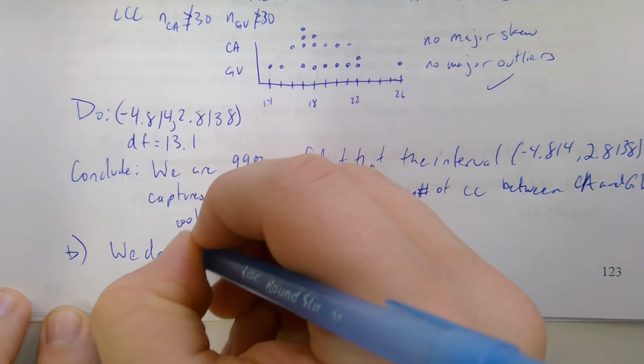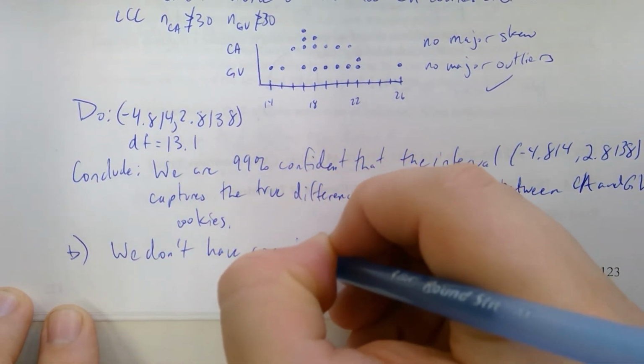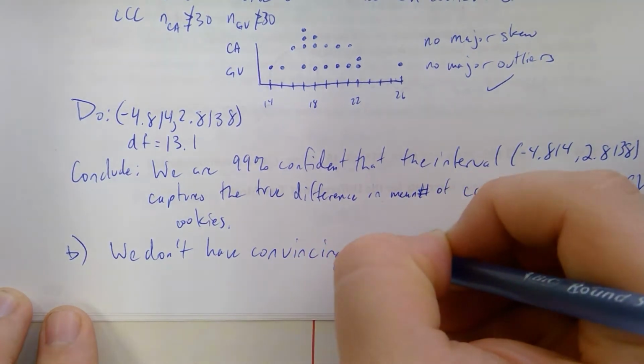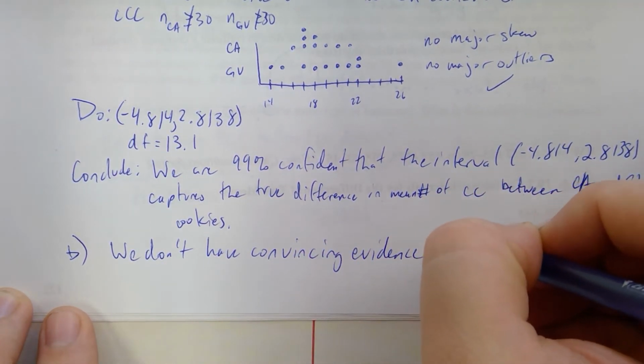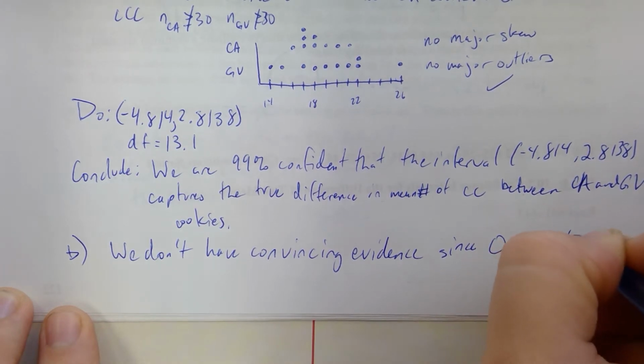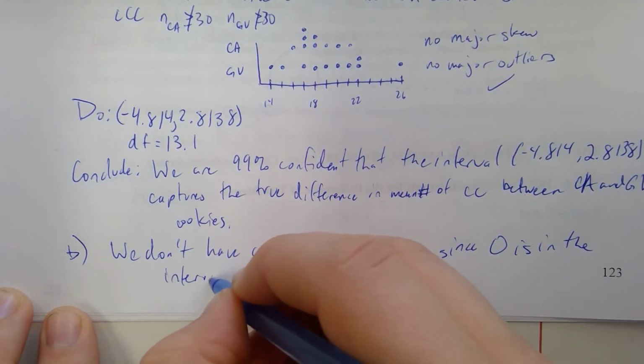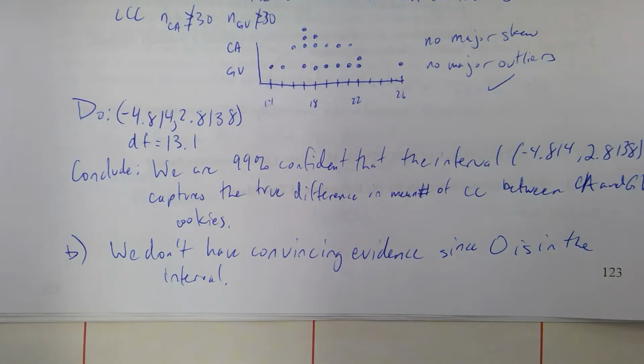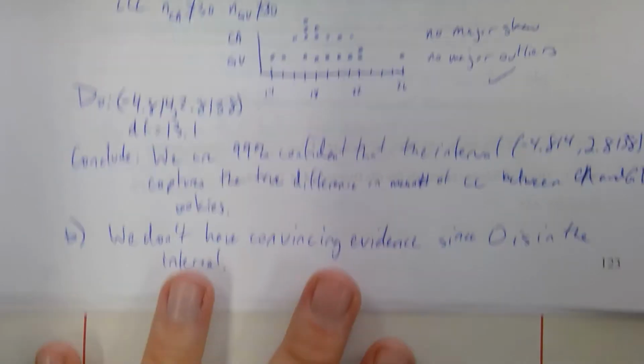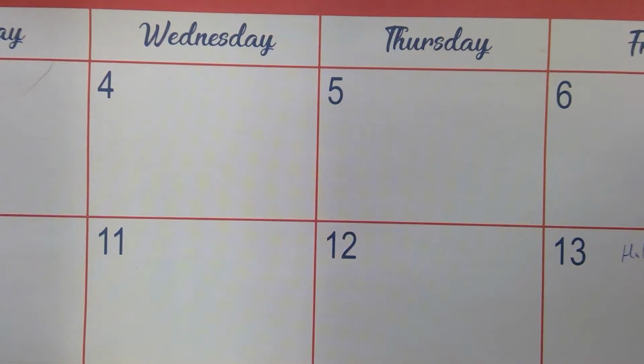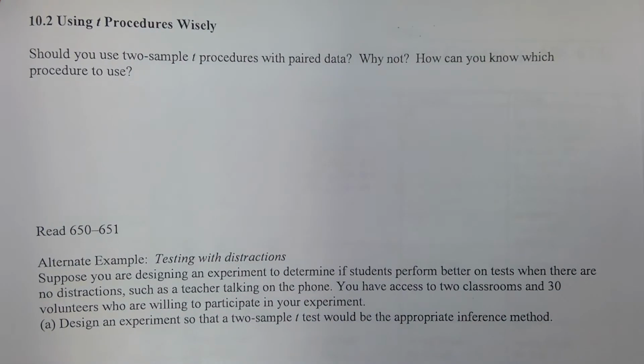So we don't have convincing evidence since 0 is in the interval. Okay, and it probably wouldn't hurt here to say we don't have convincing evidence that the mean number of chocolate chips is different since 0 is in the interval. Okay, and in that context is always a good thing to do. All right, so let's go ahead and talk about t-procedures for a bit to finish off chapter 10.